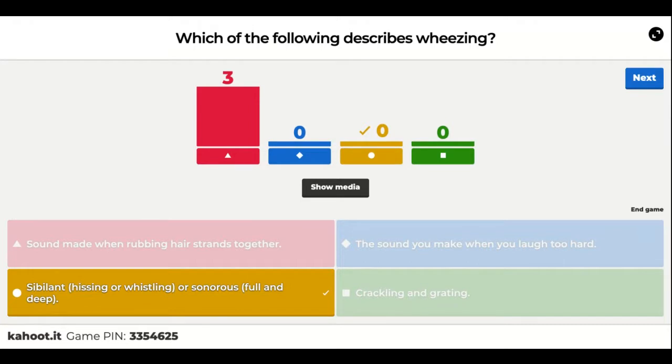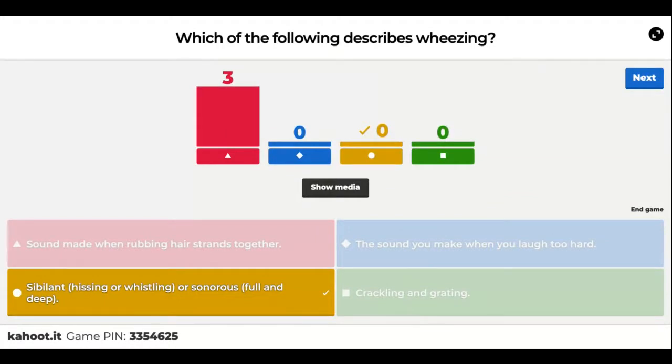Crackles resemble static or the sound made by rubbing hair strands together, okay? Wheezing is the sibilant hissing or whistling or sonorous, full and deep, heard during inspiration and expiration, okay? When you think about wheezing, think about asthma. If you've ever heard anyone have asthma, I know that sounds crazy, but it sounds like that. So hissing or whistling is the sound you're looking for, okay?